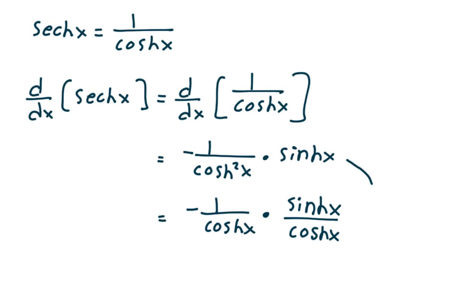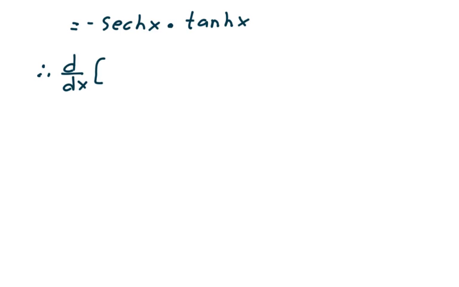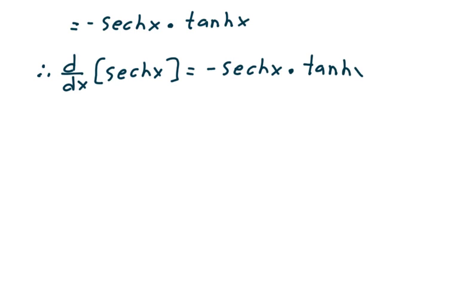So again, these two lines match, but the third line allows me to simplify a little bit easier. And so here I get negative hyperbolic secant x times hyperbolic tangent x. So therefore, the derivative of hyperbolic secant x is the same as negative hyperbolic secant x times hyperbolic tangent x.